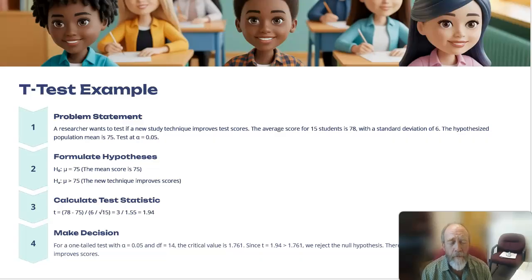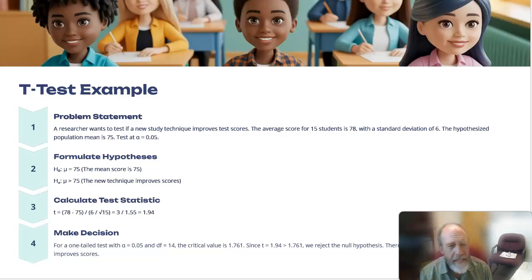And we've got an alpha of 0.05, so we're looking at 95%. All right, so we got the equation, plug and chug, and formulate the null hypothesis. In this case, the hypothesized population mean, well, it tells you right there, is 75. Well, that's got to be the null hypothesis, that the mean is 75.